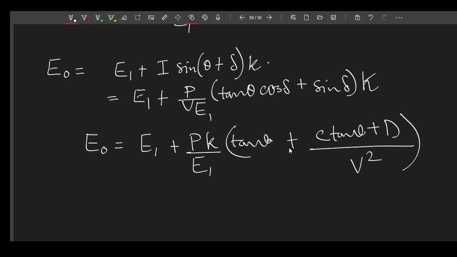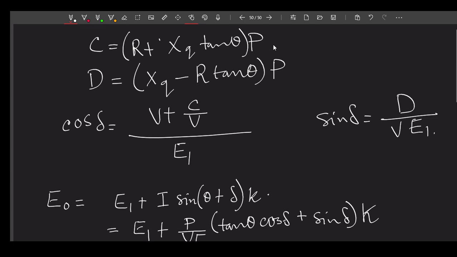Okay. Now if you just calculate the value, because now here p is given. What is p in per unit? P is 1, and theta is cos inverse 0.8. So from these two, and also r and xq are given, you can figure out the value of c and d.